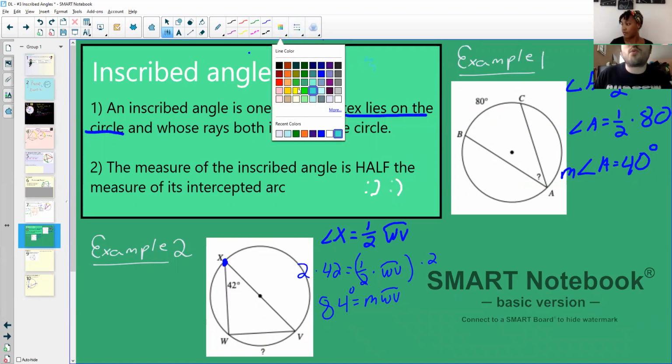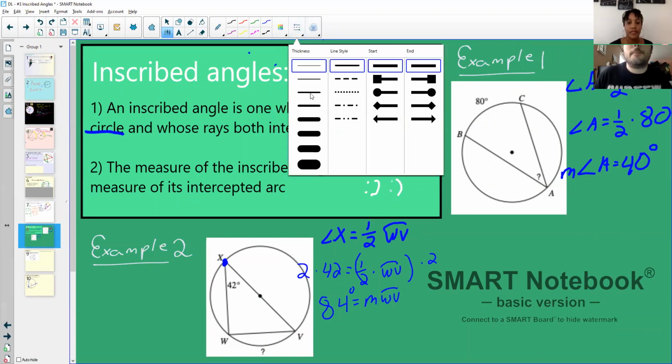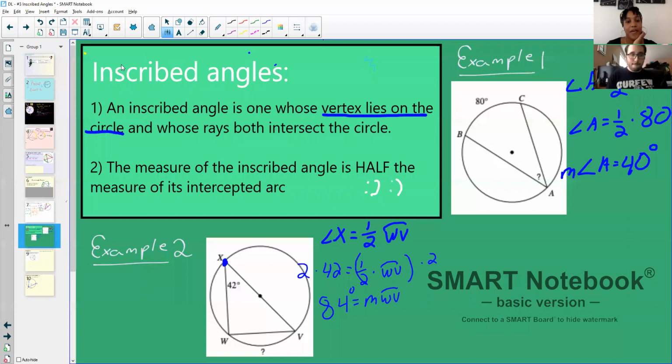So there's one more question we want to ask. Ms. Seamus, do you want to ask it? So we're going to ask an extension question. What is the measure of angle W, and how do you know?